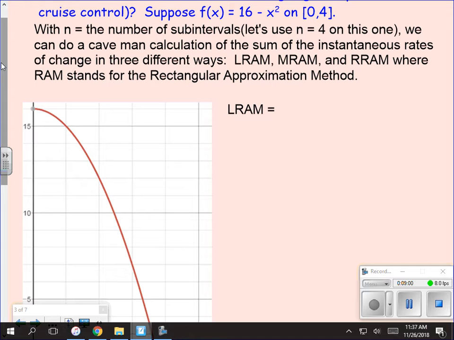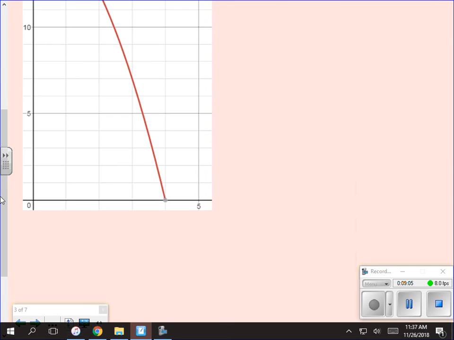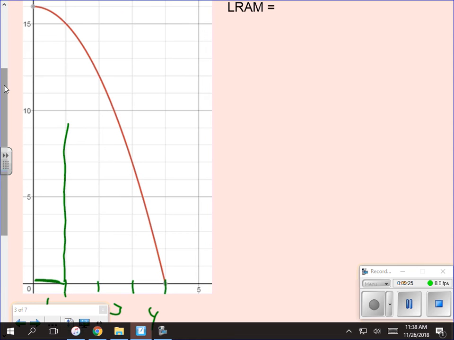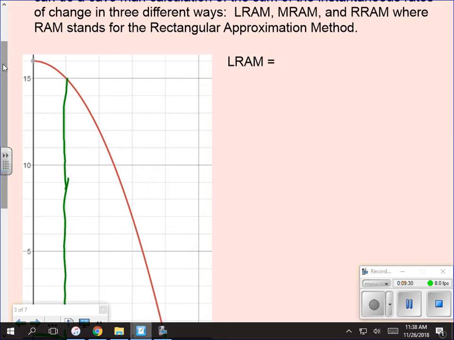So what we have is a subdivision. We're going to divide this into 4 even parts. There's 1, there's 2, there's 3, there's 4. 4 even parts. So the width of our rectangle, or one of the dimensions of our rectangle, is this. And then the other one, our height, comes from whether it's LRAM or RRAM or MRAM. But these are the 2 sides of my rectangle.